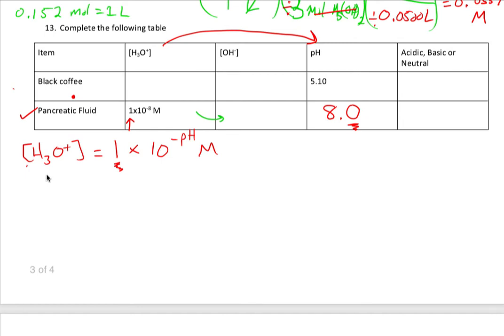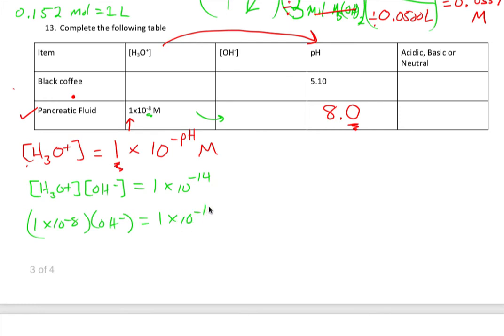And then if you're wanting to go from this to that, we're going to use this equation. It's the self-ionization of water, the Kw value that we saw in chapter 10. So we say that the concentration of hydronium times the concentration of hydroxide, that product is always constant in an aqueous solution, and it's equal to 10 to the minus 14. Well, if the hydronium is 10 to the minus 8, to go from minus 8 to minus 14, this has to be 10 to the minus 6.